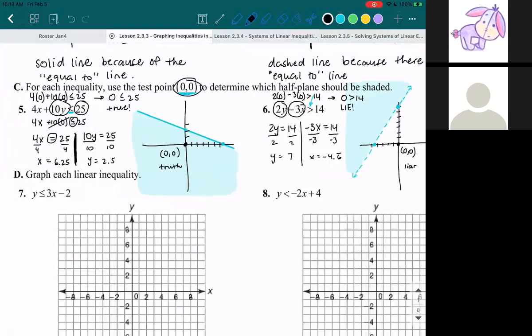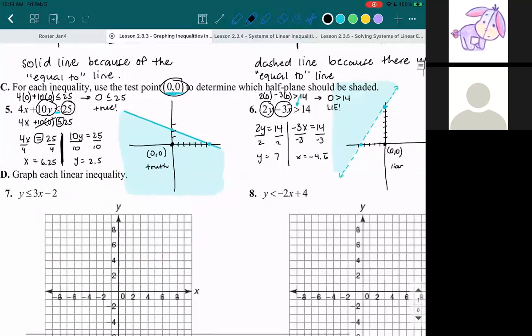Okay? In the first problem, in number 5, 0, 0 told us the truth. Okay, so that's why we stuck with it. We shaded the region with 0, 0 in number 5, because number 5 says 0 is less than 25. Yeah, that's true, so we shade it. Number 6 says 0 is greater than 14. That's a lie, so you avoid the liar, okay? Shade away from the 0, 0. All right? So hopefully that helps you out for number 5 and 6.